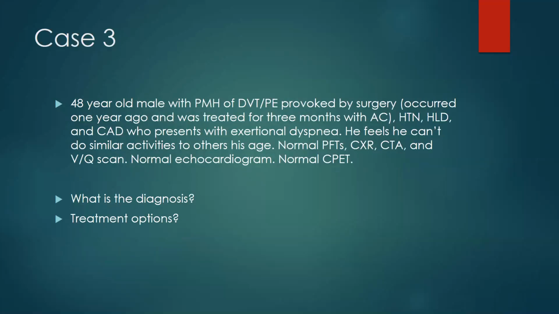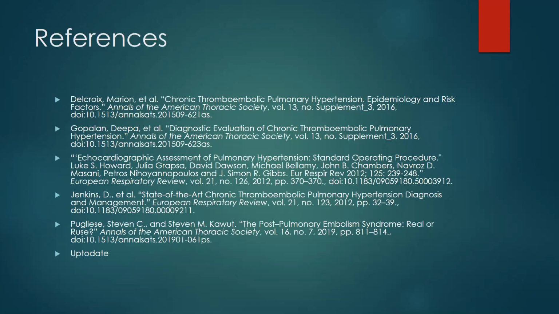This is probably the most frustrating case, where you have a 48-year-old guy, history of DVT-PE provoked by surgery, which happened in the last year, adequately treated for 3 months with anticoagulation, really just some hypertension, hyperlipidemia, and coronary disease. He comes in with exertional dyspnea. You can't find anything abnormal on his PFTs, CPET, X-ray, CTA, anything. What do you call this guy? Yeah, post-PE related dyspnea. And really all we know what to do with these patients is pulmonary rehab. You don't have a ton of treatment options since you're not finding the perfusion defects or the hemodynamic derangement.